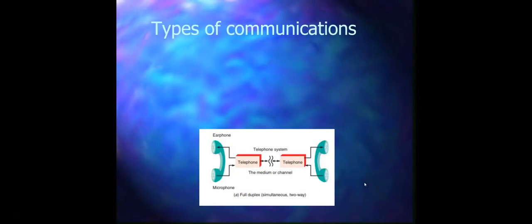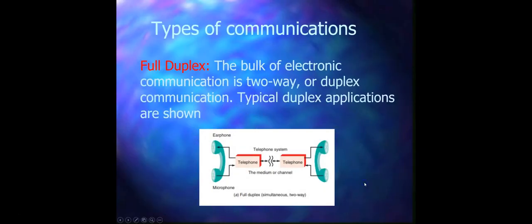Now moving on to the next slide. Here we have full duplex, and it means the bulk of electronic communication is two-way or duplex communication. Typical duplex applications are shown here, and this diagram shows full duplex communication, where you can see two phones connected to each other, and two-way communication is taking place. People communicating with one another over the telephone can talk and listen simultaneously.